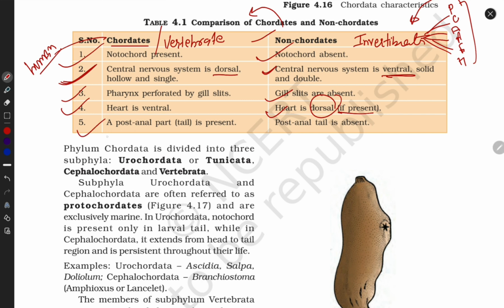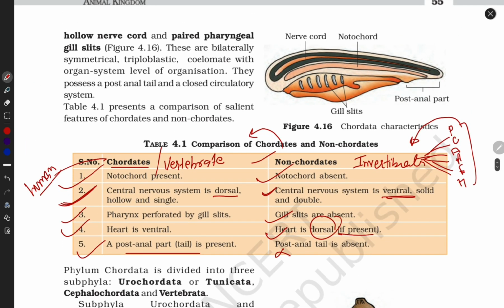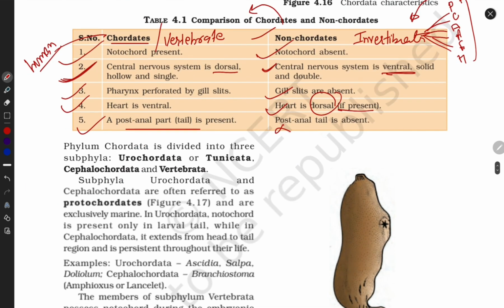You have to remember. A post-anal tail is present in chordates, but non-chordates don't have post-anal tails. Look here, guys. These are the gill slits. They are present in us, meaning chordates. This is the nerve cord, and below the nerve cord, the notochord is present. And this is the post-anal part. Okay, let's start with chordates.